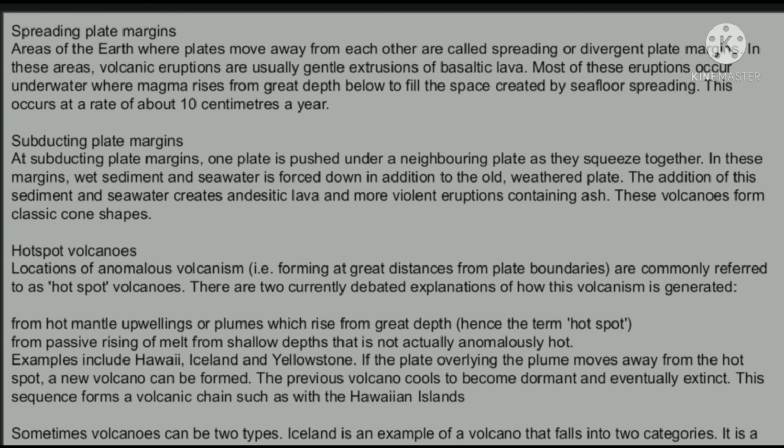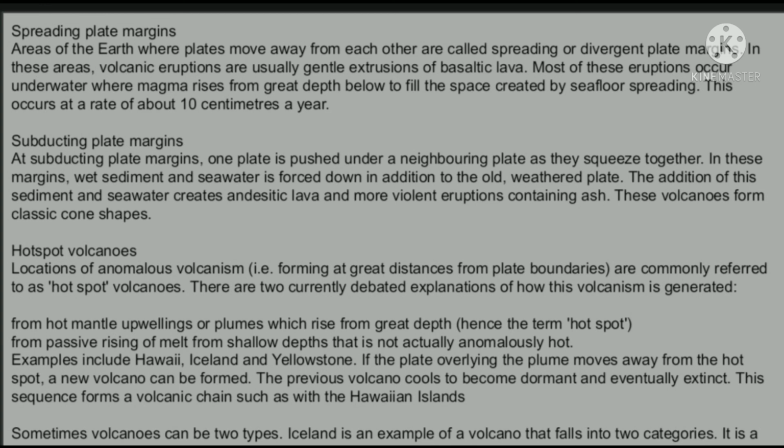Hotspot volcanoes. Locations of anomalous volcanism are commonly referred to as hotspot volcanoes. There are two currently debated explanations of how this volcanism is generated. One is hot mantle upwelling or plumes that rise from great depths, hence the term hotspot. The other is the passive rising of melt from shallow depth that is not actually anomalously hot. Examples include Hawaii Island and Yellowstone.